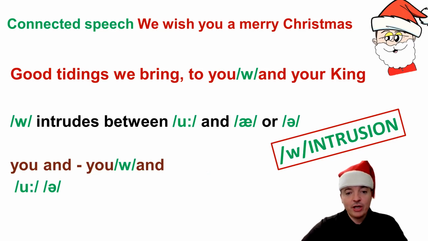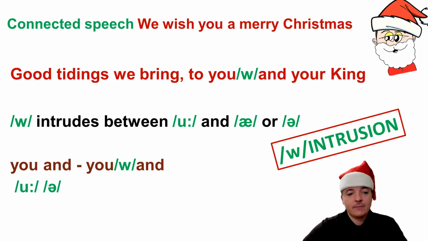Okay, we have intrusion again. So again, the w sound intrudes between oo and a, or you and you. Good tidings we bring to you and your king. Good tidings we bring to you and your king.